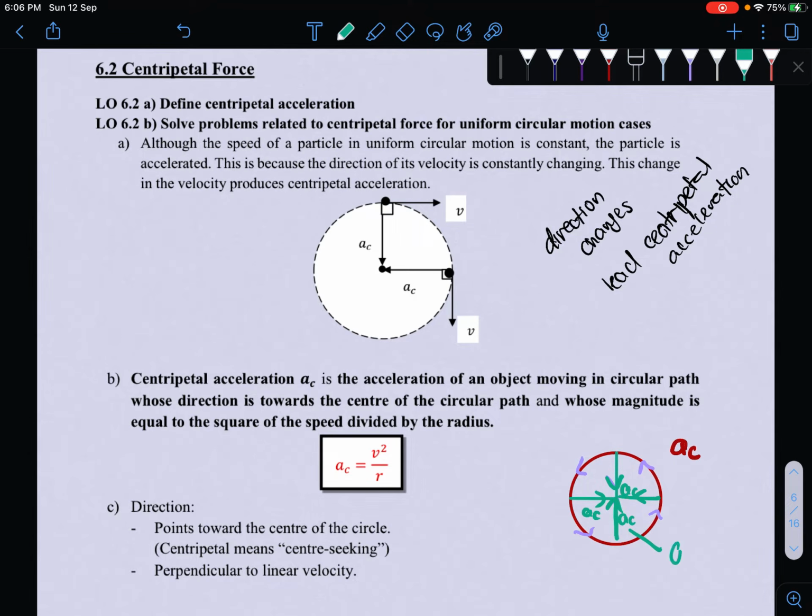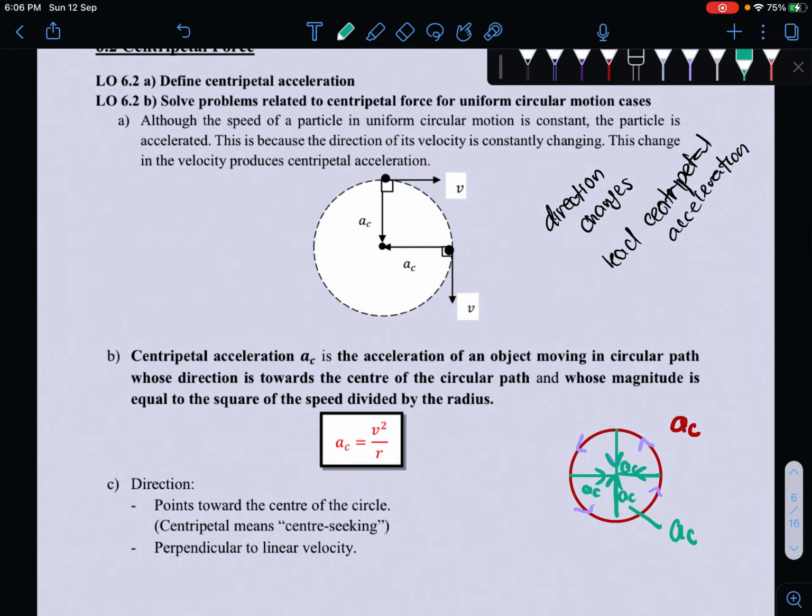And this a_c has a magnitude of the square of the speed divided by the radius, which is this equation, v squared over r. So v is the velocity that the object is going to move with, and r here is the radius of the circle. So the direction of centripetal acceleration always points towards the center of the circle.